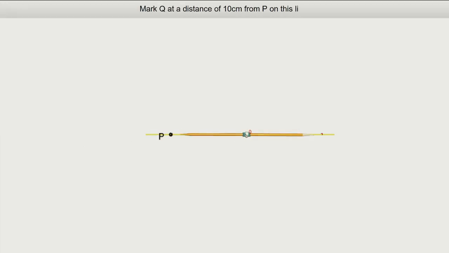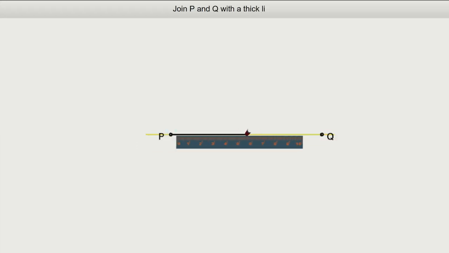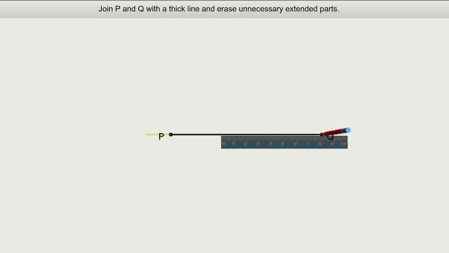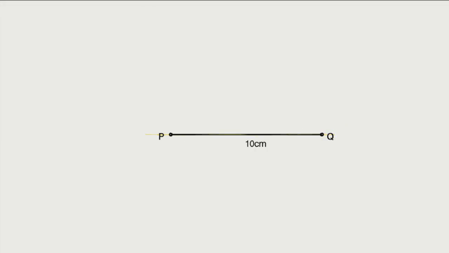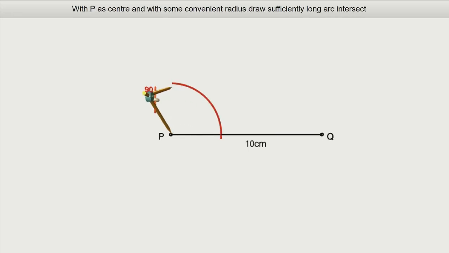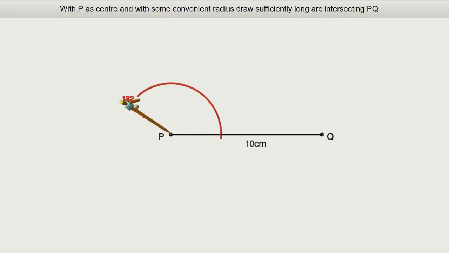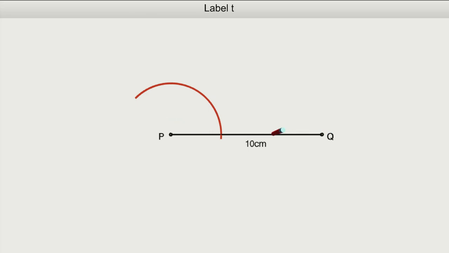Mark another point Q at a distance of 10 centimeters from P on this line using compass. Join P and Q with a thick line. Then with P as center and with some convenient radius, draw a sufficiently long arc intersecting PQ at R.